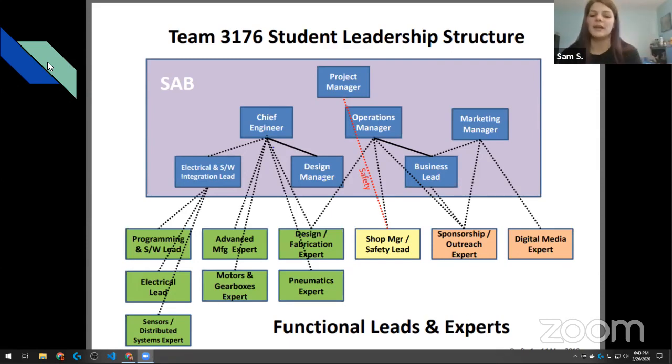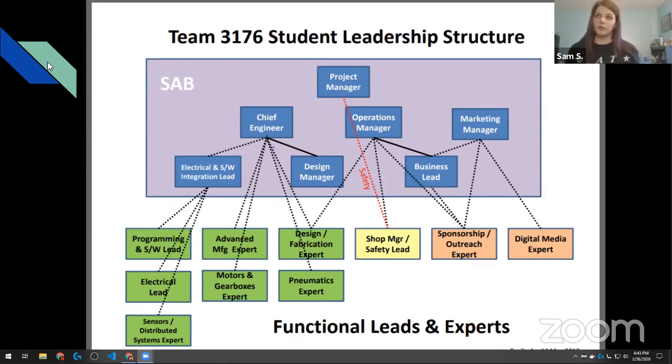So as you can see, we have that purple box, that's our SAB. We have the project manager, which is the role I am on the team. That's the job where they oversee the leadership structure as a whole. And that's my main point. And then it starts with all of the lines going down. So like I said, the SAB works in tandem, so it's not really broken up into subteams per se. A lot of the SAB members work across subteams, depending on what their job is.